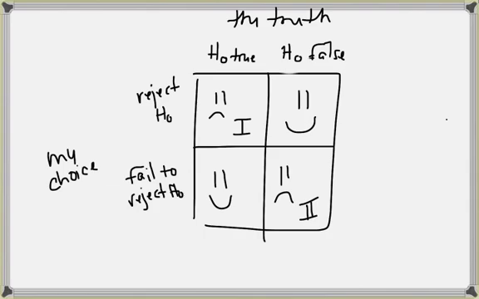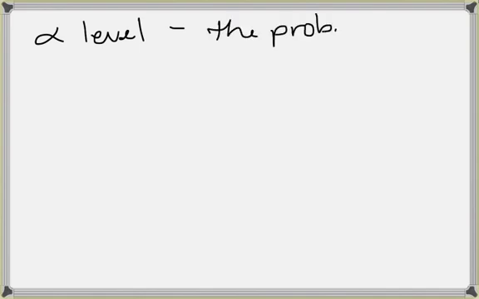A couple other things to note about errors. When you choose an alpha level, so, when you're setting up your hypothesis testing and you have to determine an alpha level, and your alpha level is, if you're using p-values, kind of your cutoff value for p of whether you reject or fail to reject the null hypothesis. When you set this alpha level, you are essentially selecting the probability of a type 1 error.